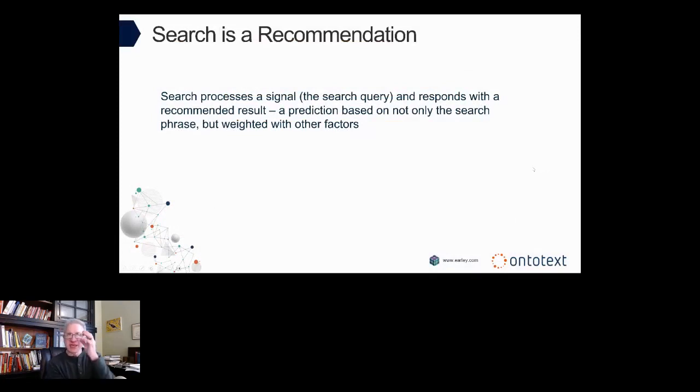But let me focus in on search, because search is an important area, right? Search looks a lot like navigation sometimes when we're filtering and faceting. Many times behind the scenes, we may see a piece of information, but it's powered by search. It's surfaced by search. So search-based applications and search is anticipating something that the customer needs based, again, on that digital body language. So search processes a signal and responds with a recommended result. And this is based on not just the search phrase, but also other factors: who they are, what their level of experience is, what products they own.